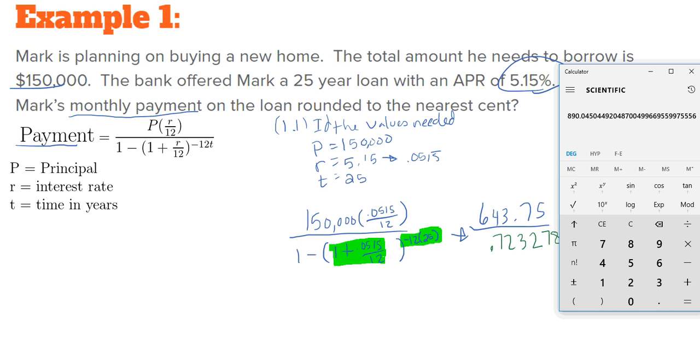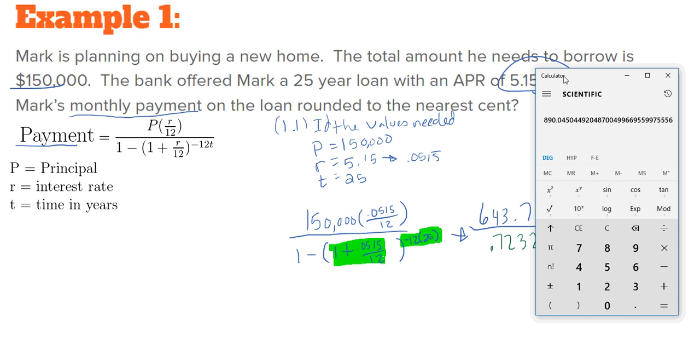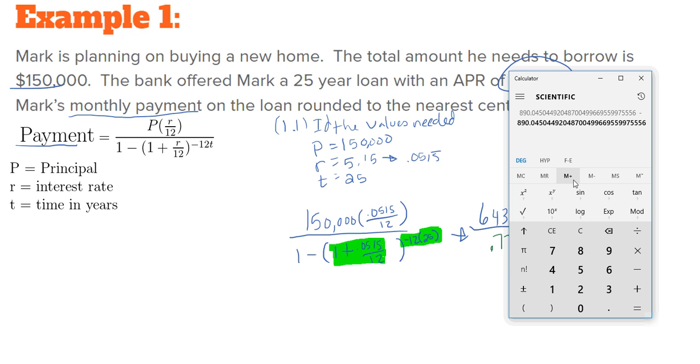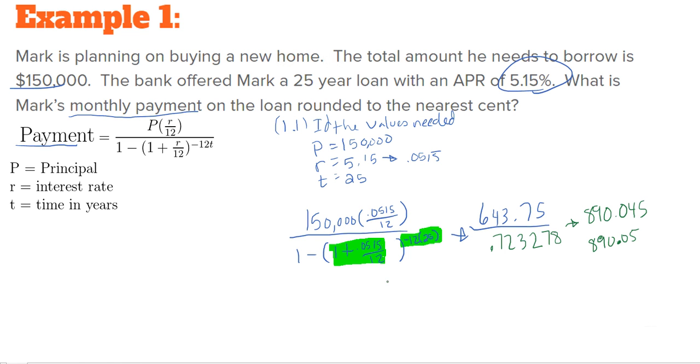Now, let's break this down over here. I realize I went over a little bit fast. So let's start with negative 12 times 25. And we can't use the negative, so we're just going to do 12 times 25. But then we're going to use this plus minus key, and we're going to get negative. So then we have over here, negative 300.